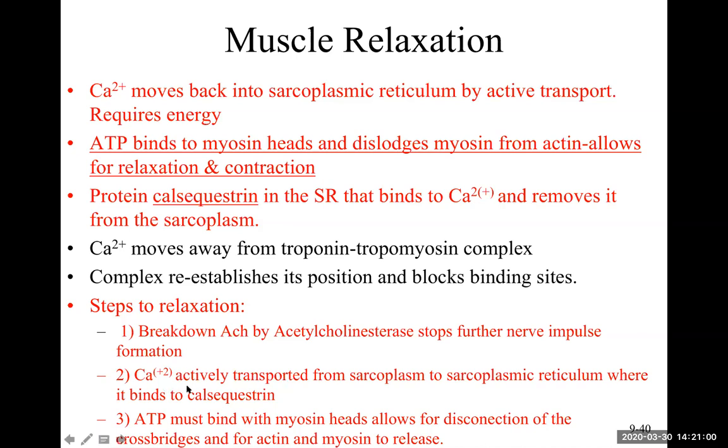Then we need to get rid of calcium and move it out by binding it with calsequestrin in the sarcoplasmic reticulum. Then the last thing we need to do is fresh ATP must bind to the myosin heads. Once it does, myosin can pull away from actin. They can dislocate from each other. Once they dislocate, and there's no more calcium, because the calcium has been removed, tropomyosin moves back in the way. Myosin can't reach up and make contact again, so you can relax.